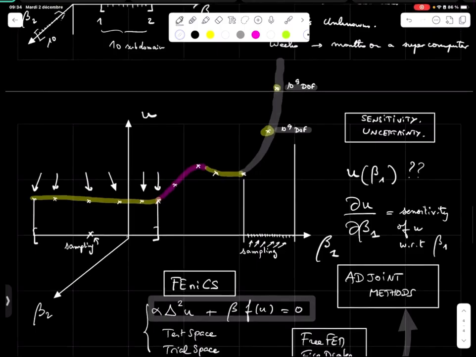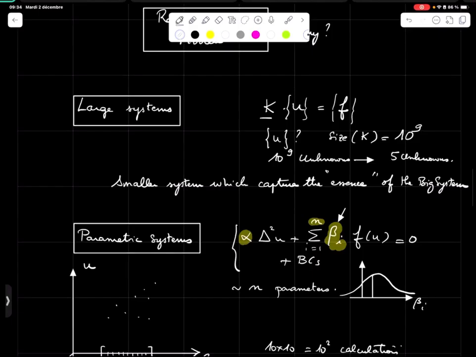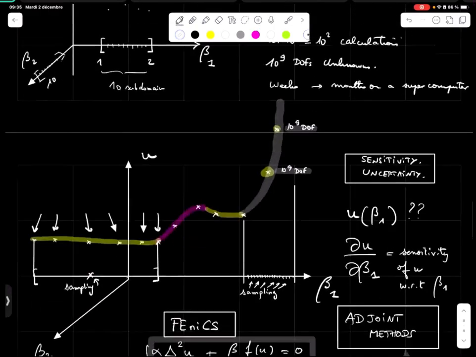Okay, so let me go back because I don't want to confuse you. So now I just said two things. I said one thing, which is you have large systems, and second thing, you have parametric systems. So that means you need to have an idea what is, and this is now jargon, the subspace, a low-dimensional subspace. This is what we're going to be looking for, a low-dimensional subspace.